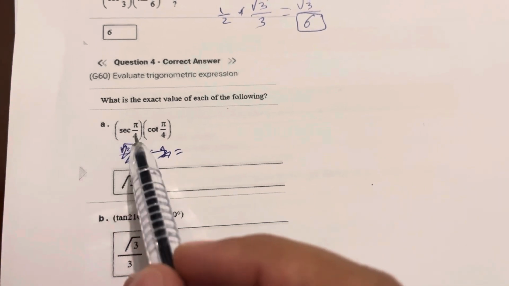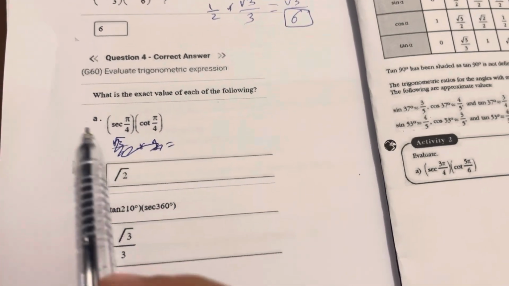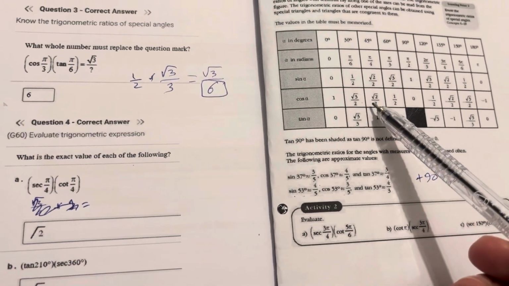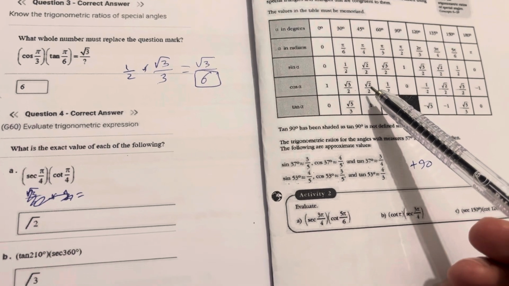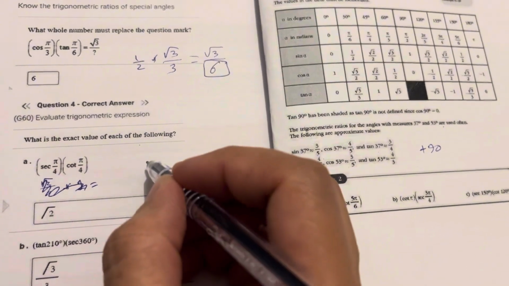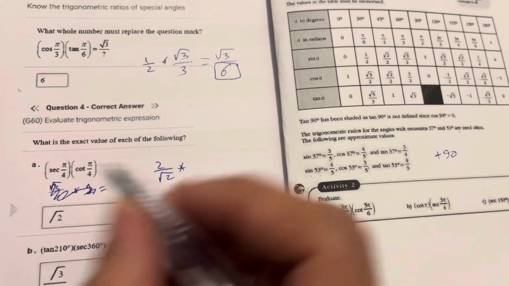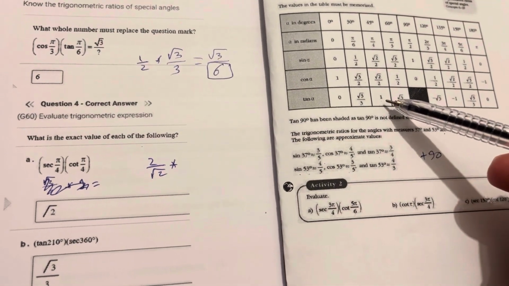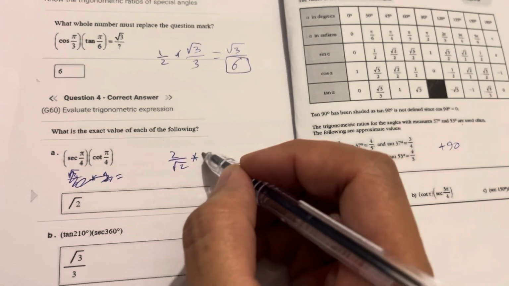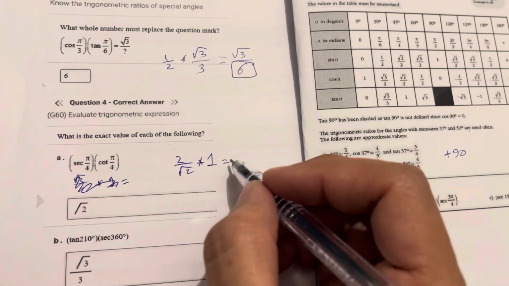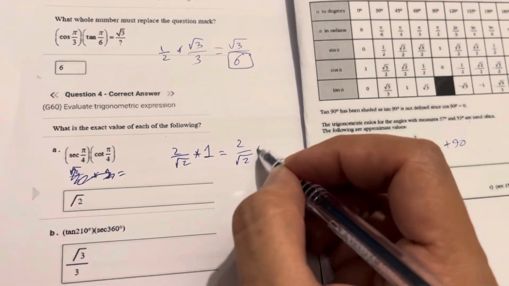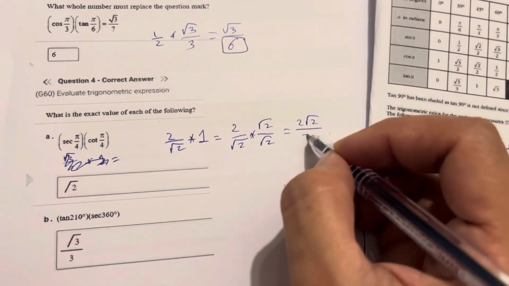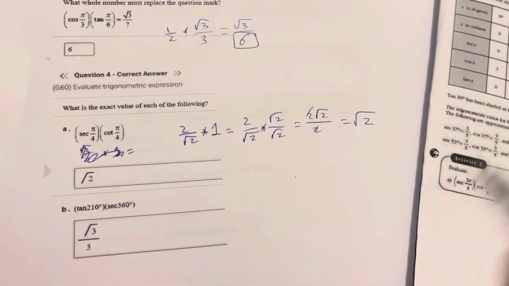Question 4, he wants secant pi over 4 times cotan pi over 4. The secant is the reciprocal of the cosine. So cosine pi over 4, which means the 45 degrees, is radical 2 over 2. The reciprocal will be 2 over radical 2 times cotan pi over 4, so it's the reciprocal of the tan pi over 4, which is 1. 1 over 1 is 1. I cannot keep the radical in the denominator, so I have 2 over radical 2. I have to multiply by radical 2 over radical 2. So I have 2 radical 2 over 2. This will cancel, so radical 2.